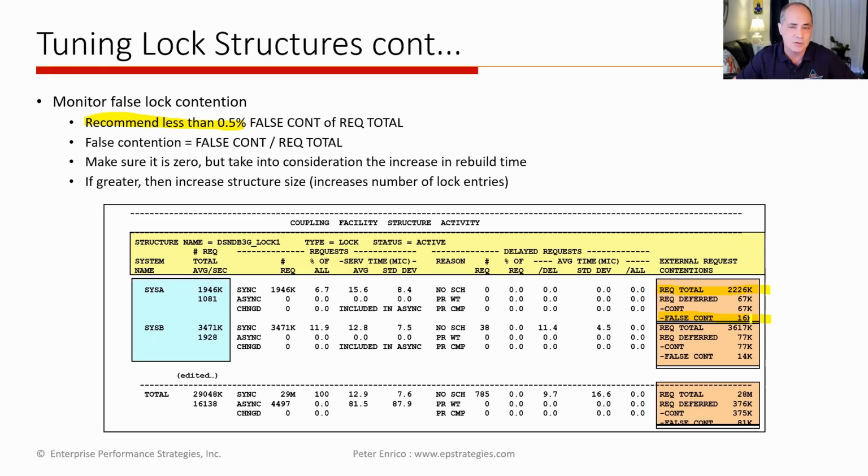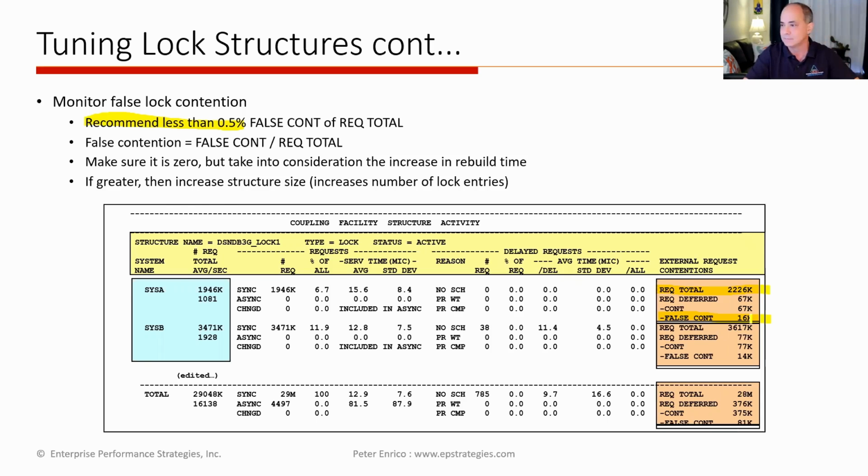Typically the tuning you do for false contention is you have to increase the size of the structure. For real contention, you have to do things to the application, to the environment, to the database, to maybe change the workload. There are things you have to do, but they're not due to the size of the structure. If you make the structure larger, it will alleviate false contention. But even if you make it really super large, you're still going to have some false contention. So we want to make sure it's just less than half of 1%.